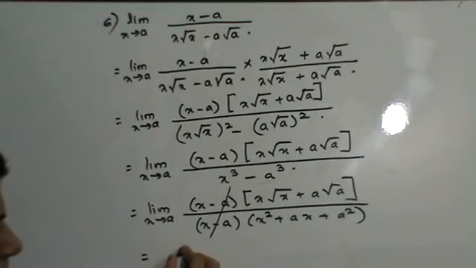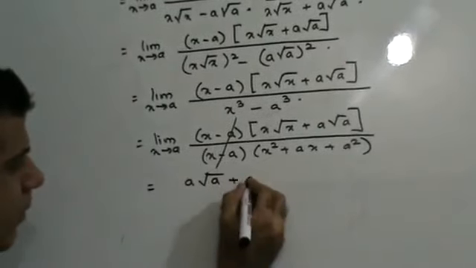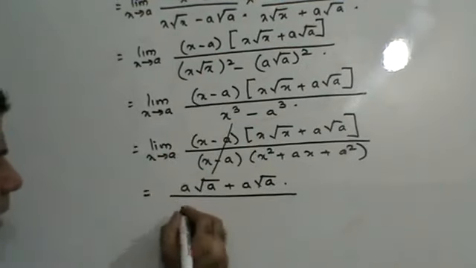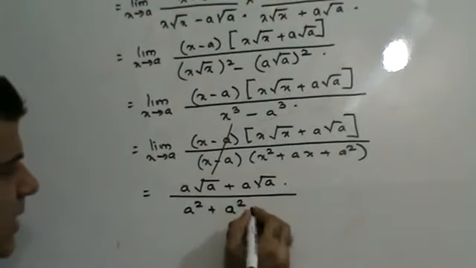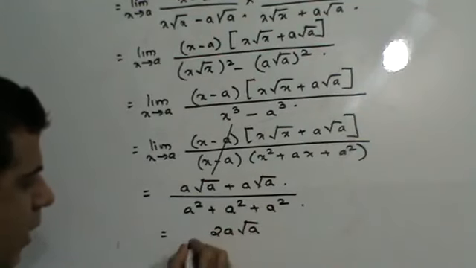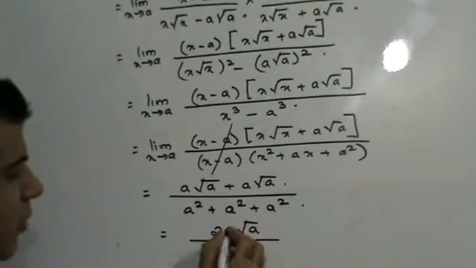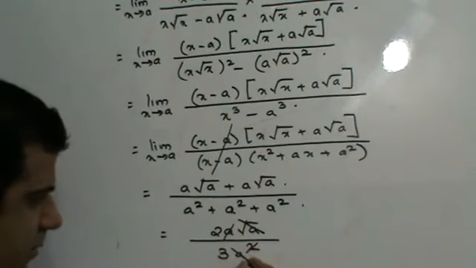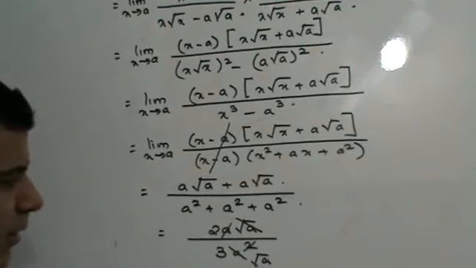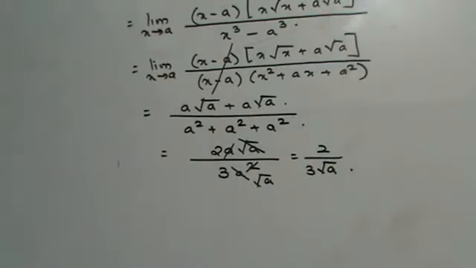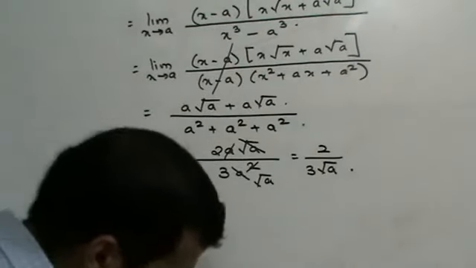So all you have to do now is just substitute the value. A root a plus a root a. I'm substituting the value of x as a: a square plus a square plus a square, 2a root a upon 3a square. A and a square gets cancelled. Now this root a cancels with this to give you a root a in the denominator. Right? So your answer will be 2 upon 3 root a. Fine. Let's move on to the next sum, people.